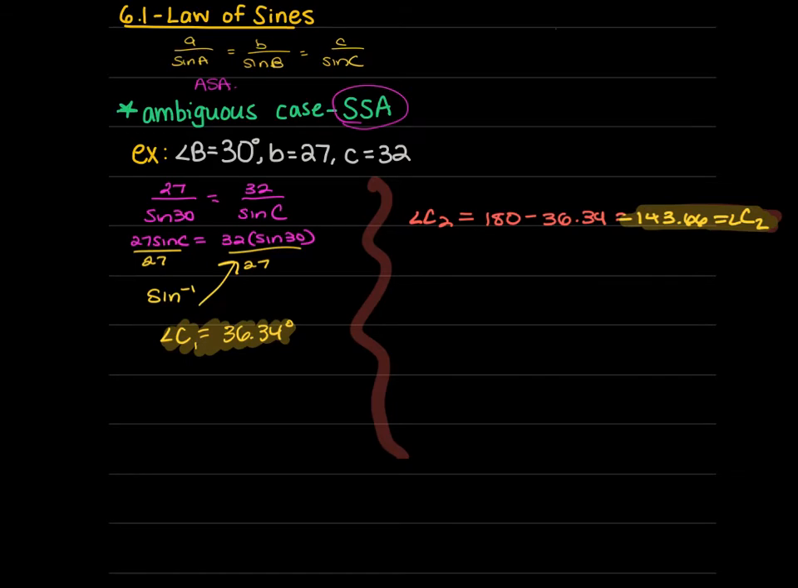I'm going to continue to work on my first triangle, and then I'll go back to that second triangle. So once I've got two sides and two angles, I can find the third angle, which would be A, by subtracting the other two angles from 180. So 180 minus 30 minus 36.34. And I get angle A1 is 113.66.